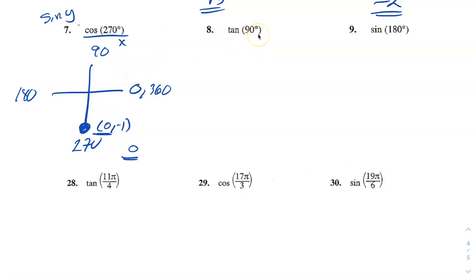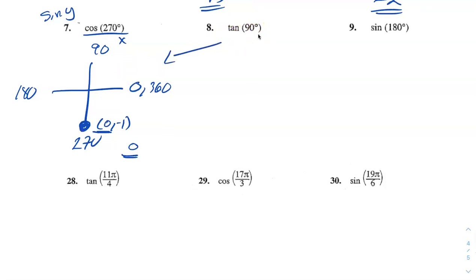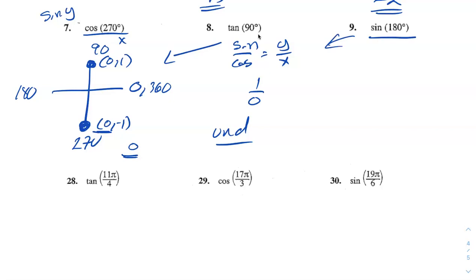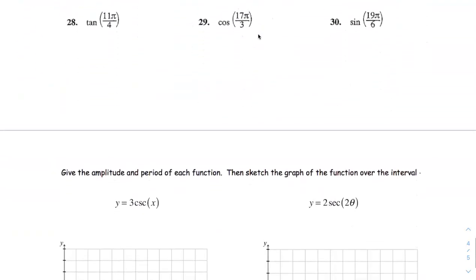Like the next one. Tan of 90. So tan of 90, let's use this graph right here. It's right here: 0, 1. So tan is sine over cosine, so y over x. So my y would be 1 over 0, which is undefined. Tan is divided by 0. Sine of 180. We'll just use a graph again. Here's 180: negative 1, 0. Sine is the y value, so 0. If you know those, they're like the fastest ones. Now use some of these.